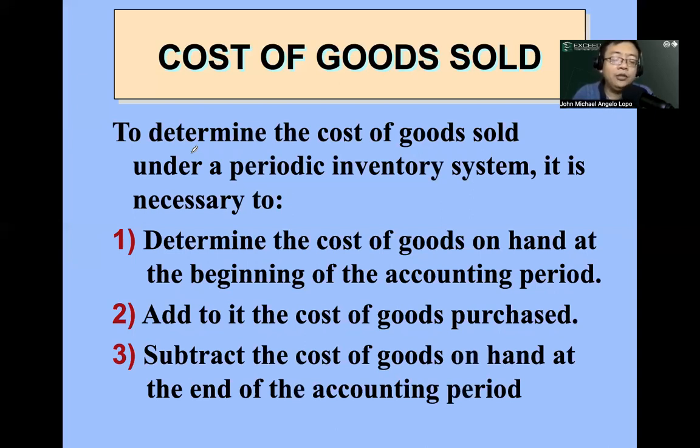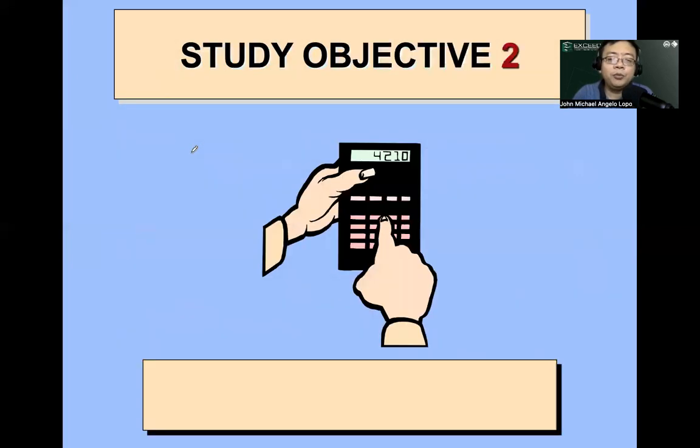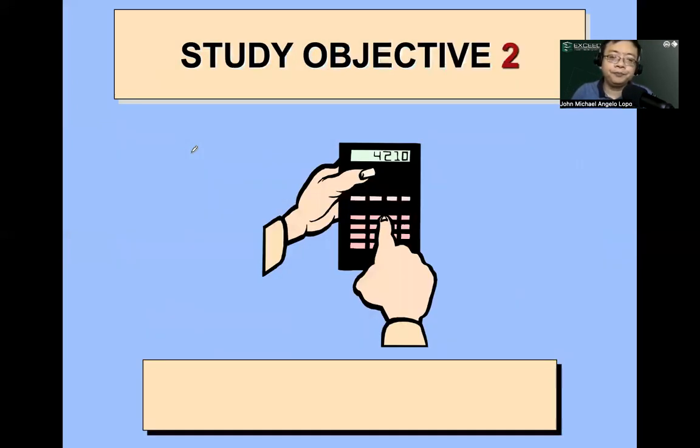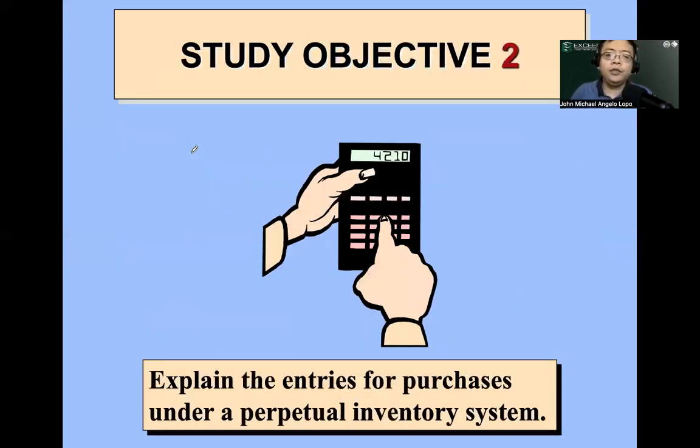Tapos i-deduct natin yung binilang nyo at the end of the month or the accounting period. That is the amount that is part of your cost of goods sold. Napakadali, di ba? Beginning inventory, you add your purchase, you have your goods available for sale, minus your ending, and you have now your cost of goods sold. So hopefully nakakasunod pa, class, ha?